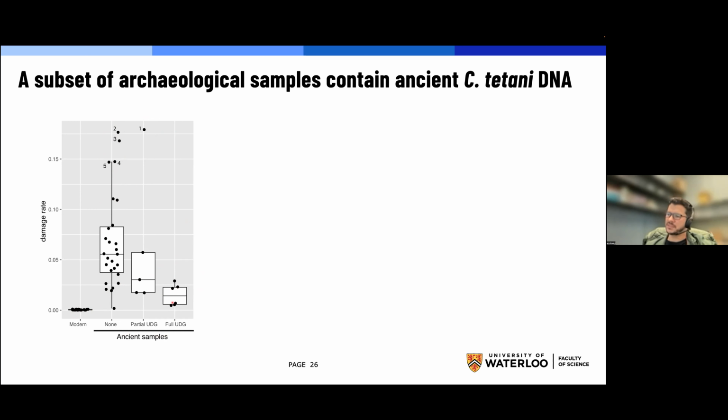There are also some samples that are partially or fully UDG treated, and as expected, you see the damage levels for C. tetani in those samples decline. So this is the expected behavior. But it's really this group of samples where no UDG treatment was applied where we see the greatest variation, and this is where we see 7 samples that exceed the 10% threshold. So this is looking like ancient C. tetani DNA in these samples.